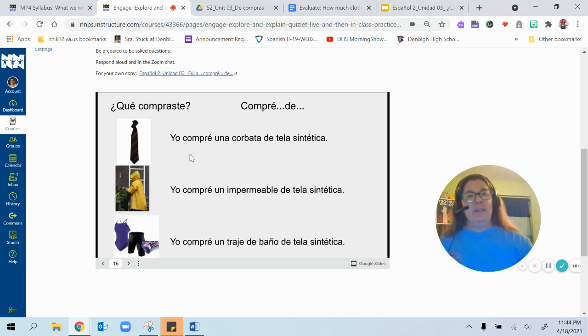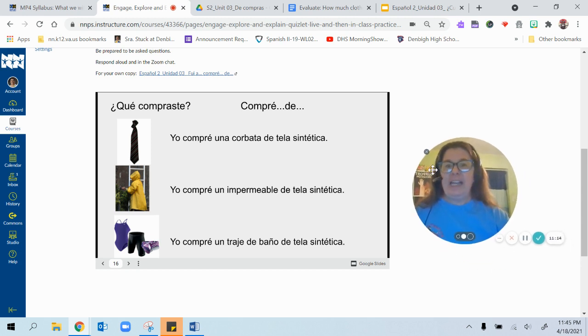All right, so now let's talk about synthetic fabrics. There's rayon, polyester, dacron, anything that's not a natural plant or animal. It's man-made. That's synthetic cloth. So tela sintética, synthetic word. Repite, por favor. ¿Qué compraste? Yo compré una corbata de tela sintética. Compré una corbata de tela sintética.